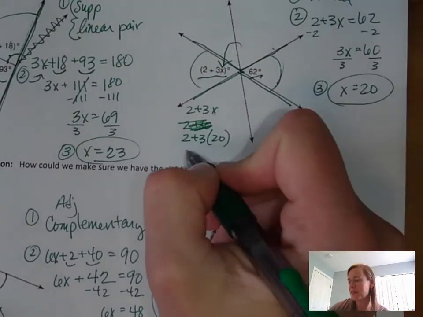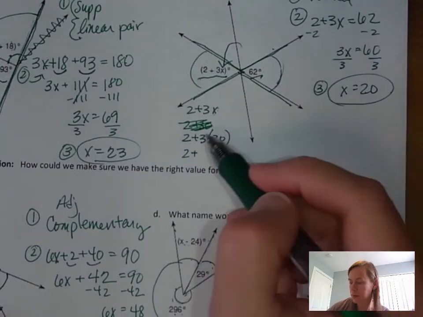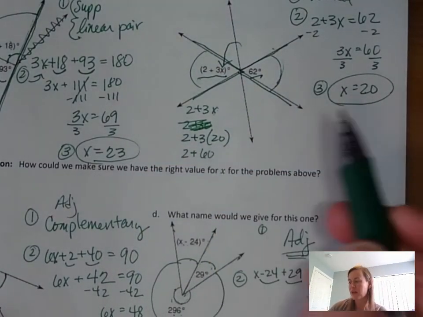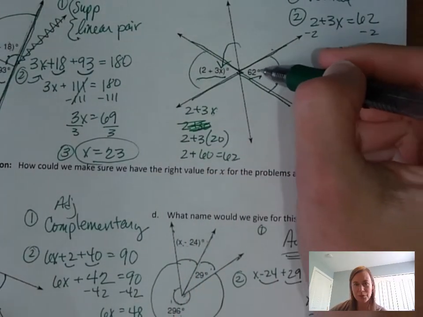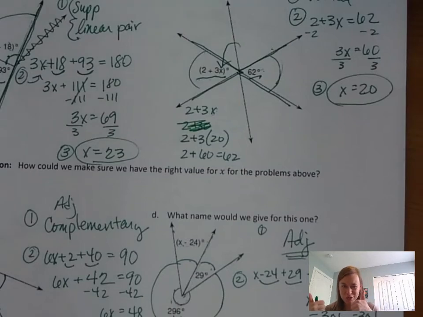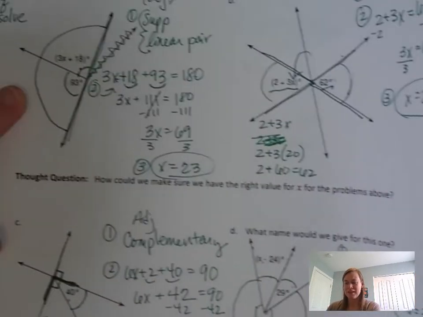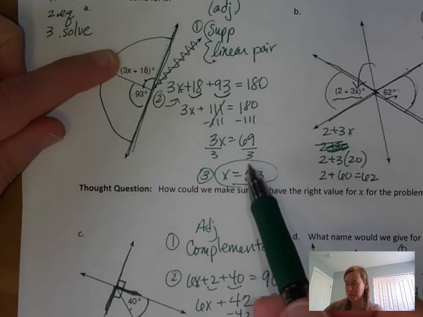Okay, now let's solve this. That is the same thing as 2 plus 60, and 2 plus 60 equals 62. And that's the number we were looking for. So you would know that you're right on this one. Same idea here. You could plug it in for x.